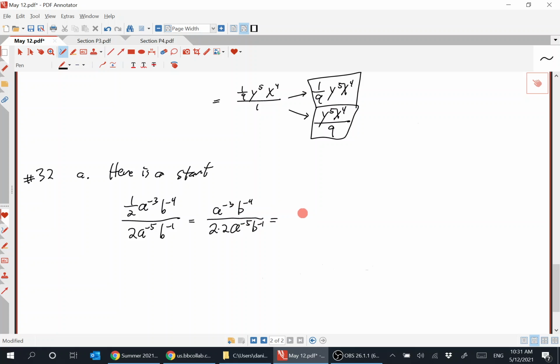Right, so the a to the minus 5 on the bottom of this goes to the top. A to the minus 3 on the top goes to the bottom. B to the minus 1 on the bottom goes to the top and just becomes B to the 1. B to the minus 4 comes down here, and then that's a 4.